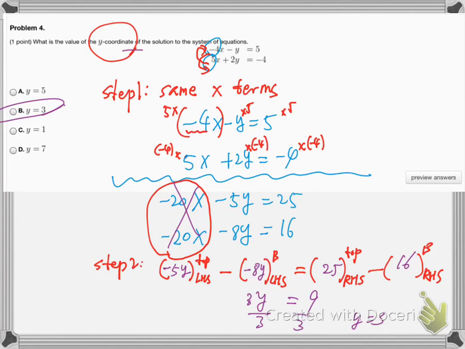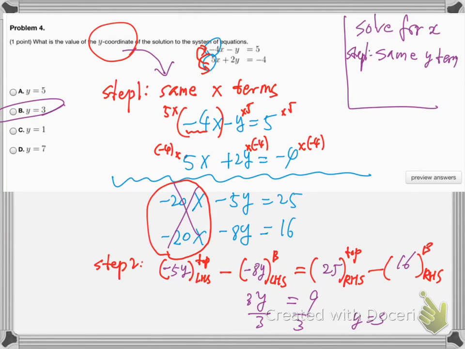Okay, so you want to find the y coordinate. You got the same x term, so cancel the x term in subtraction. If you want to solve for x, you need step one, same y term, and then step two, subtract. Subtraction will cancel the term, the letter that you don't want. This is the system of linear equations.